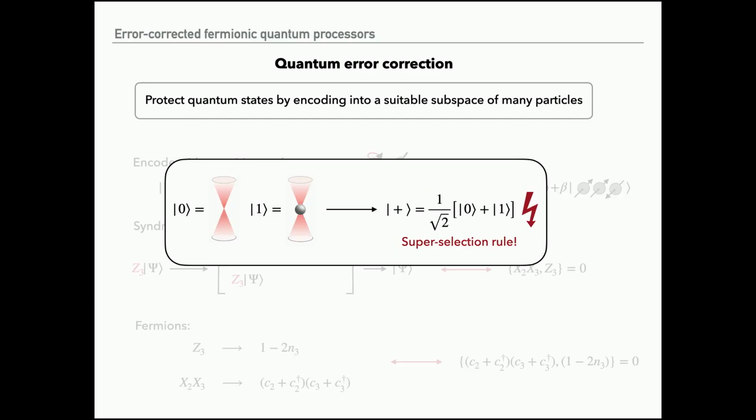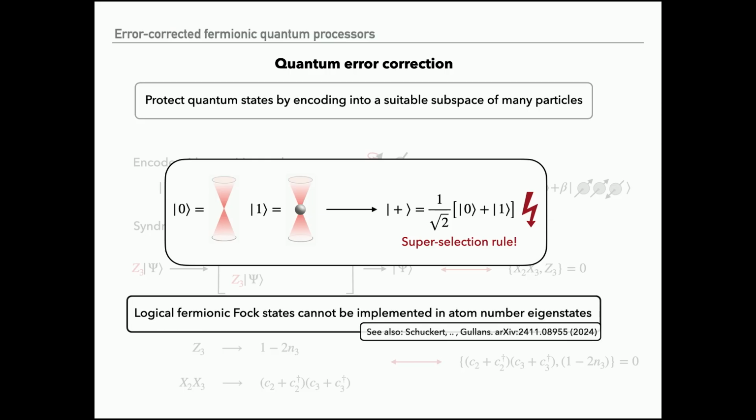To summarize, usually if you want to protect against Z errors, you encode everything in plus eigenstates. But actually realizing these plus eigenstates in this occupation language is very difficult. And the upshot is, if you want to realize a logical fermionic Fock state for these fermions, it cannot be implemented in number eigenstates of your system.